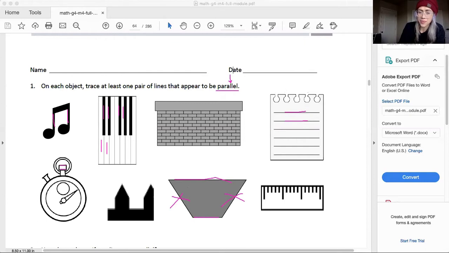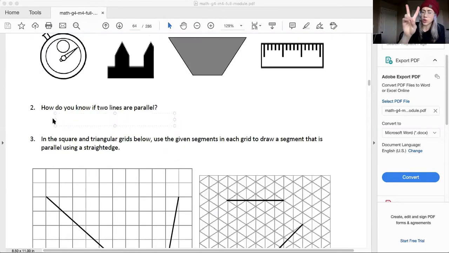Okay, so once you've done that, you can go ahead and keep going on through the problem set. So the question to number 2, how do you know if the 2 lines are parallel? So how do you know? I want you to write in your answer. I know the 2 lines are parallel because the 2 lines never cross.